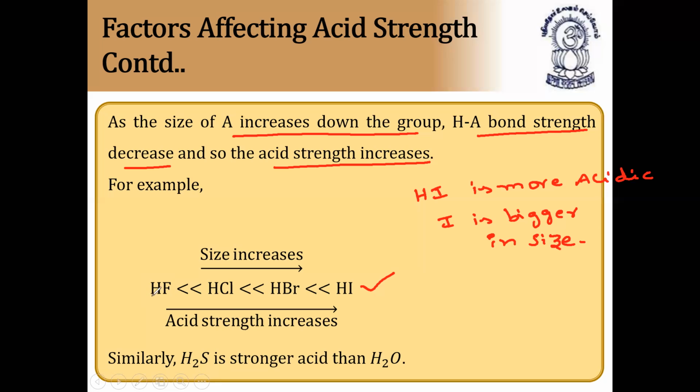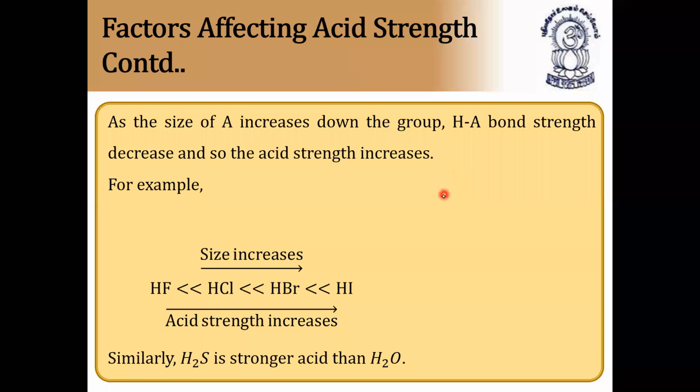So HF is a weak acid when compared to hydrogen iodide because as the size of A increases down the group, the bond strength decreases. It is easy to break the bond between hydrogen and iodine. Very important point, listen carefully: the energy required to break the bond between hydrogen and iodine is less when compared to the energy required to break the bond between hydrogen and fluorine. So automatically hydrogen iodide is strongly acidic when compared to hydrogen fluoride, because as the bond strength decreases, acidic strength increases. Next continuation.